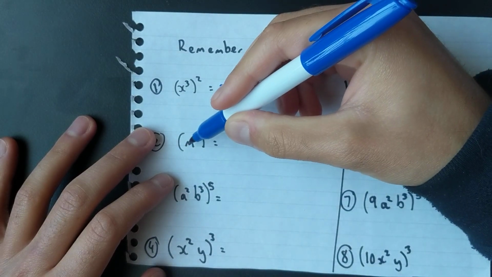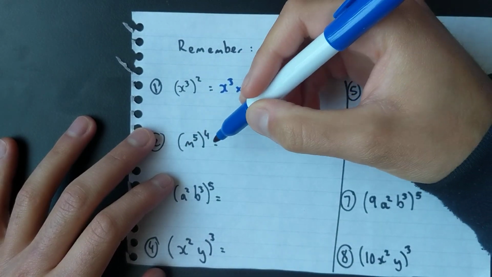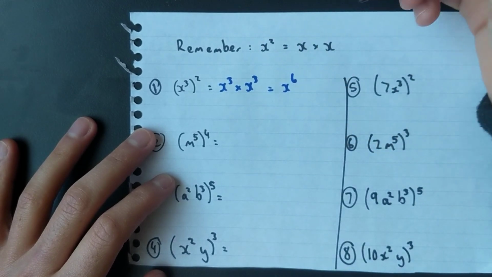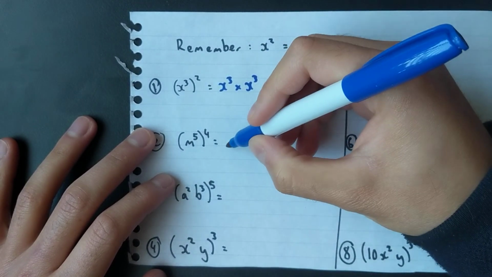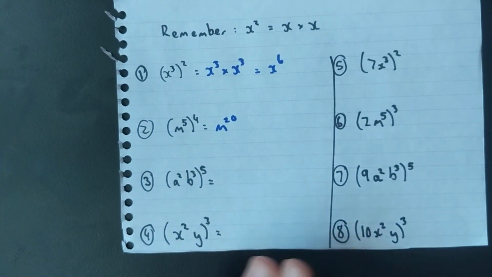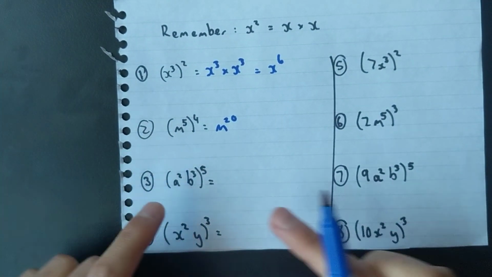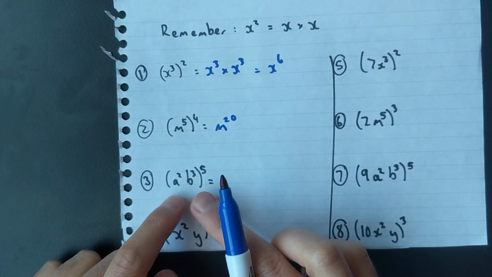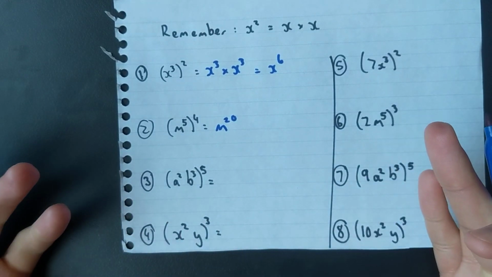So if I've got m to the power of 5 times by m to the power of 5 times by m to the power of 5 times by m to the power of 5, I've got 4 lots of 5 there. That's going to be m to the power of 20. Now, looks a little bit trickier. I've got 2 different coefficients. It's exactly the same thing again.